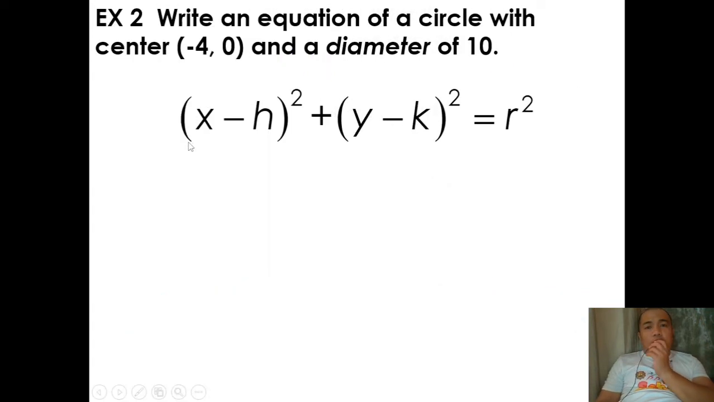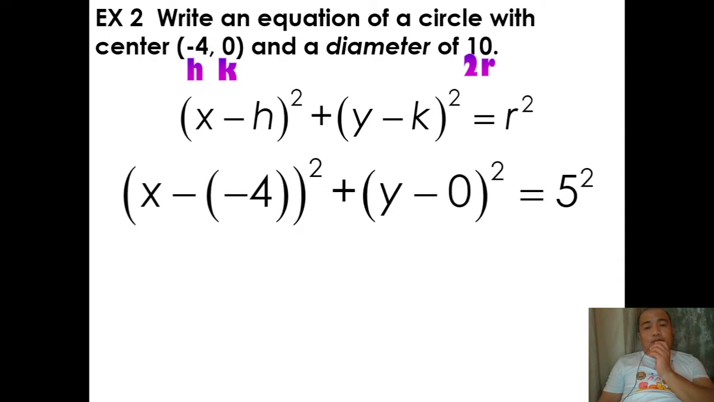Another, write an equation of a circle with center (negative 4, 0) and a diameter of 10. So we have h is negative 4, k is 0, and 2r is equal to 10. We all know that twice the radius is the diameter, and 1/2 of the diameter is the radius. So if the diameter is 10, just divide it by 2. That will be the length of the radius, which is 5. Right? 10 divided by 2 is 5.